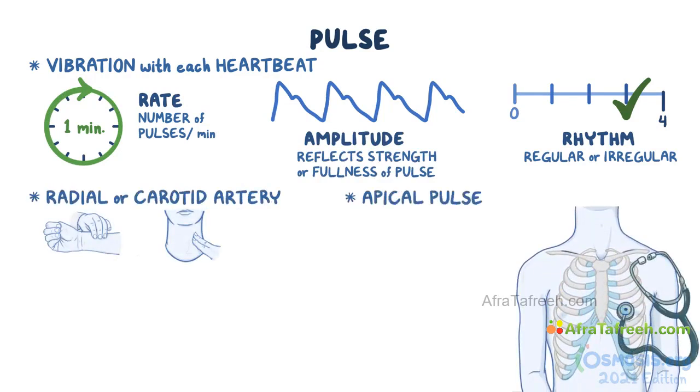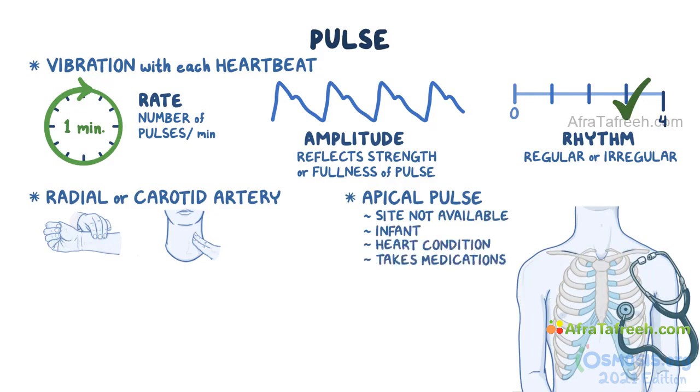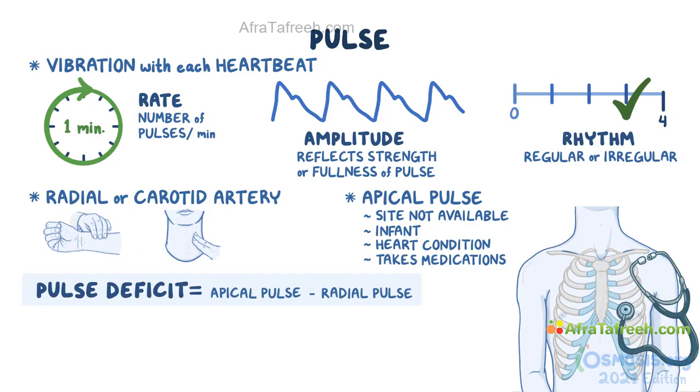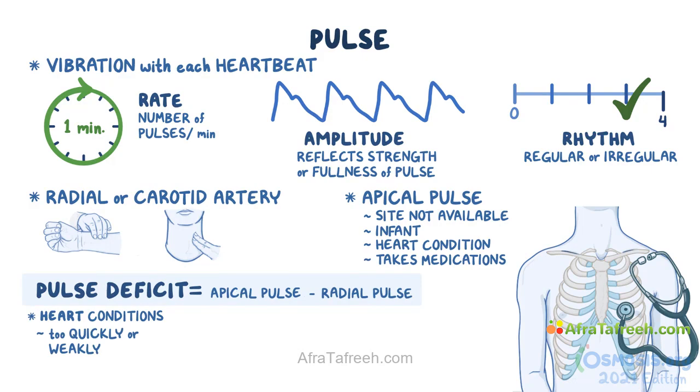An apical pulse can be taken if these sites are not available, or if the client is an infant, has a heart condition, or takes medications that affect the heart. This is done by measuring the number of heartbeats heard with a stethoscope over the apex of the heart. A pulse deficit is the difference between the apical and the radial pulse. This can be due to heart conditions, causing the heart to beat irregularly, too quickly or weakly. Remember to report any unusual signs or symptoms to the nurse and document the pulse rate, rhythm, and amplitude along with your observations.